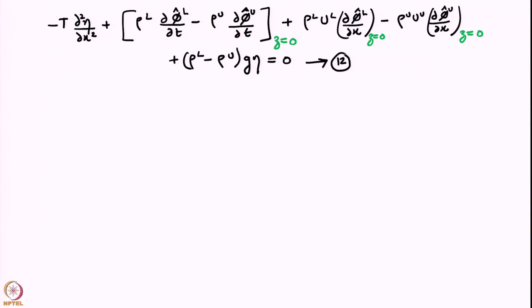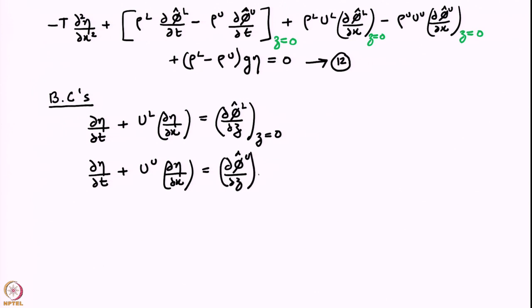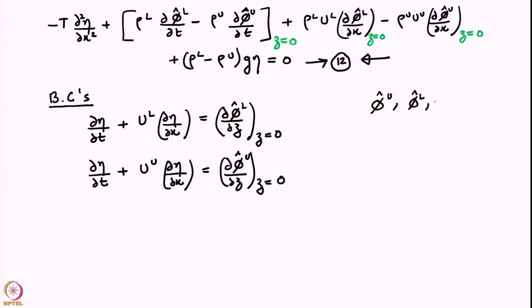And so, now we have three boundary conditions. What are the boundary conditions? We have already seen that del eta by del t plus u l del eta by del x is equal to del phi hat l by del z. After linearization, this will get applied at z is equal to 0. Similarly, we have also seen a similar version of the kinematic boundary condition for the upper fluid, which is this, after linearization at z is equal to 0. And then we have equation 12. So these are our three equations for the three perturbation quantities phi hat u, phi hat l and eta.